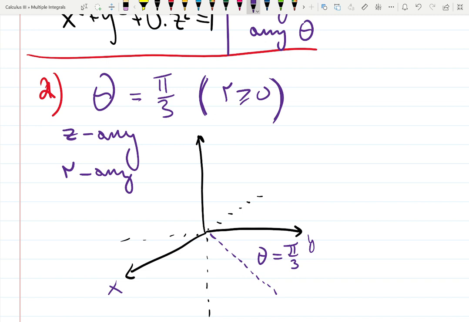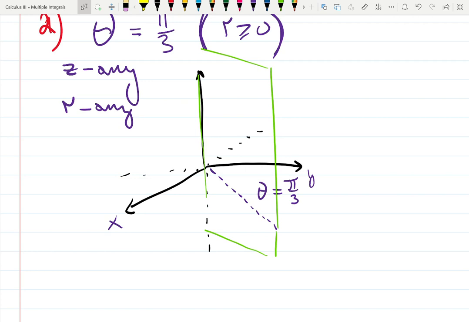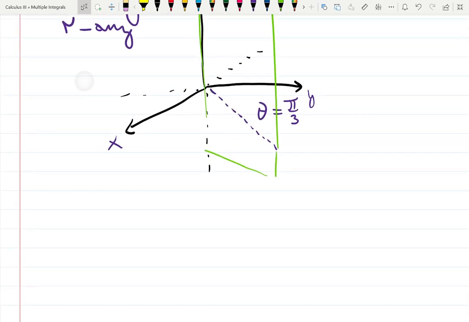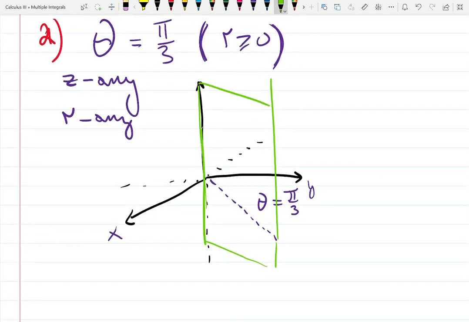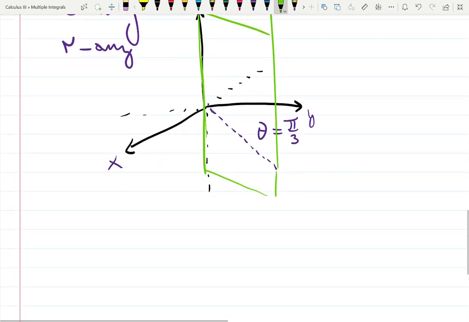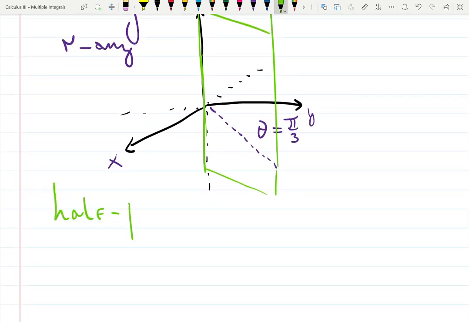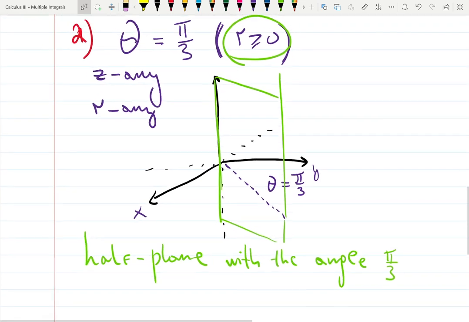See, so good imagination. A plane goes like so. It is a half plane because we don't go to the negative r. Well, which I don't know, I kind of think it's an extra here, but why not? Let's have only half plane, just an example, I guess, with the angle pi over 3.